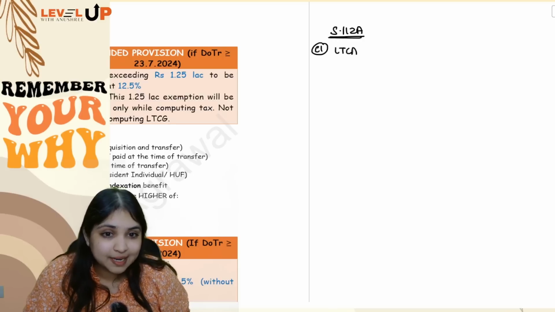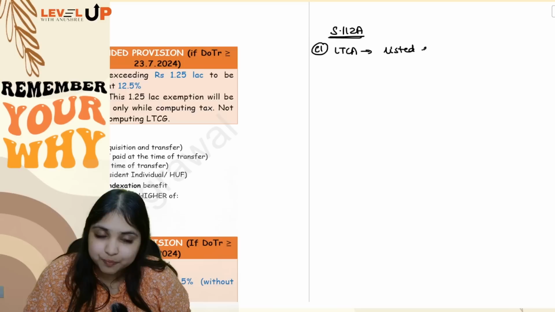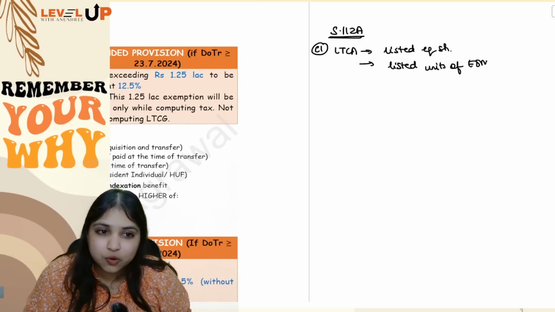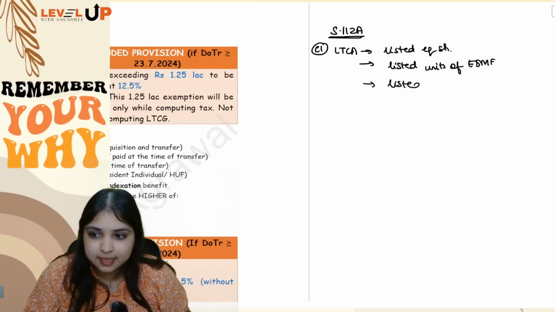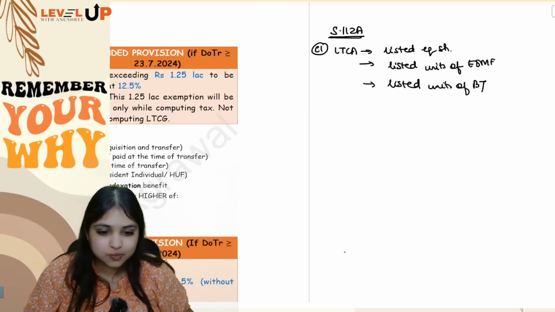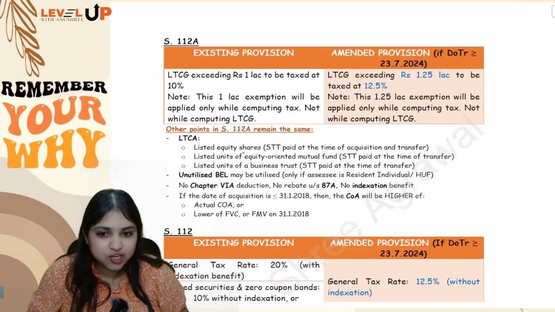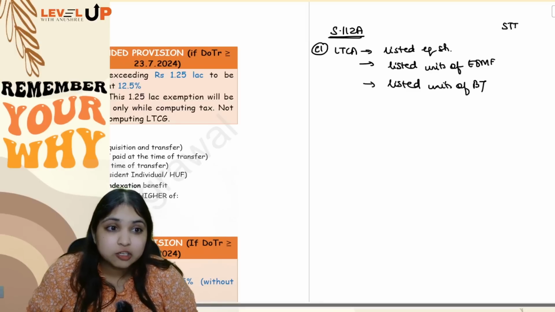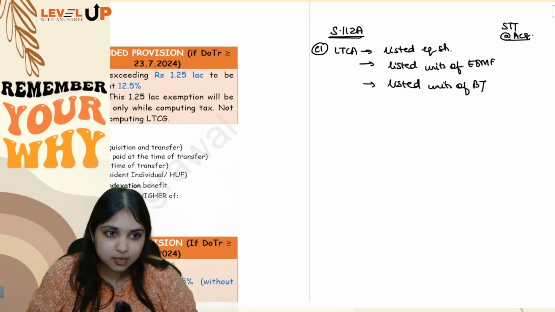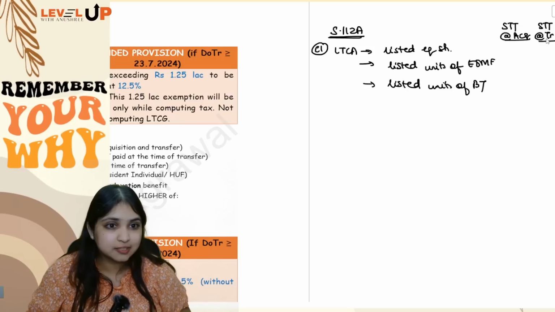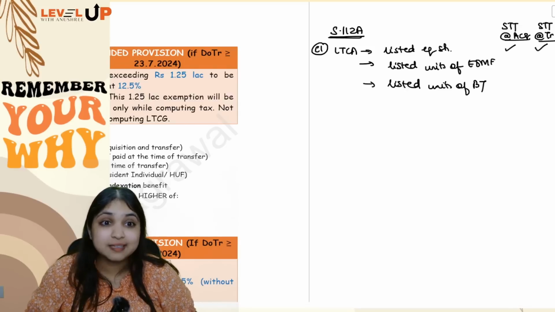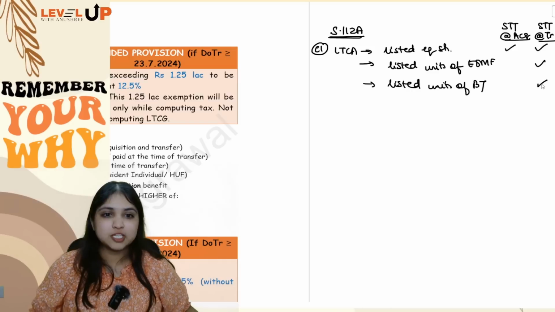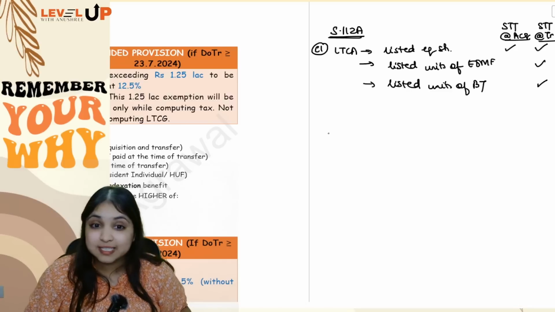Condition 1, the long-term capital asset has to be listed equity shares, guys. Or it has to be listed units of equity-oriented mutual fund. Or it has to be listed units of a business trust. This is what you have learned. First condition, the asset has to be listed equity shares or listed units of equity oriented mutual fund or listed units of business trust. Then you should pay STT. Should you pay STT at the time of acquisition or at the time of transfer? You would have learned for listed equity shares you must pay STT both at the time of acquisition also, at the time of transfer also. Listed units of equity oriented mutual fund, listed units of business trust, you must pay STT at the time of transfer. This is the first condition, right guys?